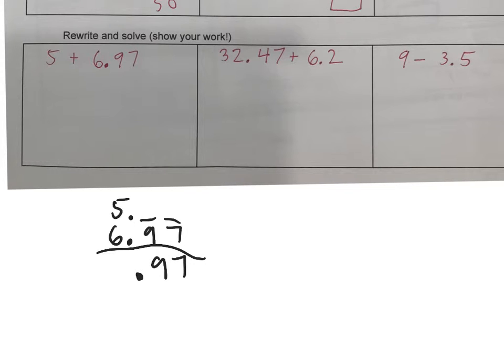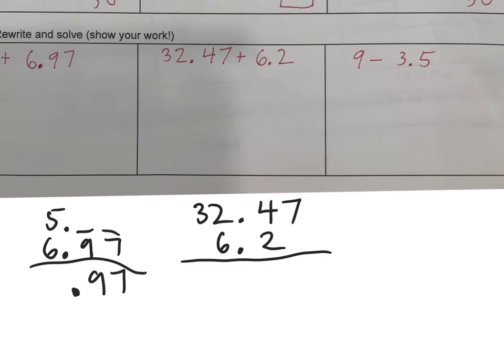Same thing over here. You need to line up the decimal points. 6.2 would be there, and then you can simply add. Now the last one, you have 9 minus 3.5. And again, the decimal's here. 3.5 would be like this. But what goes here? Well, that's 0. 9.0 and 9 are the same. So you can do it like that.